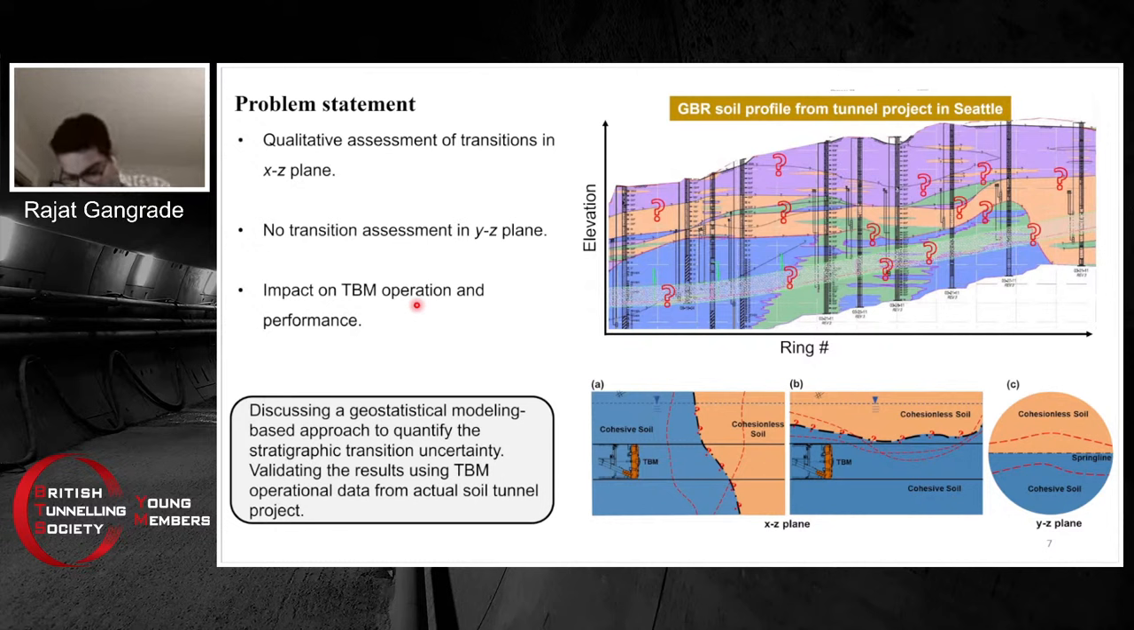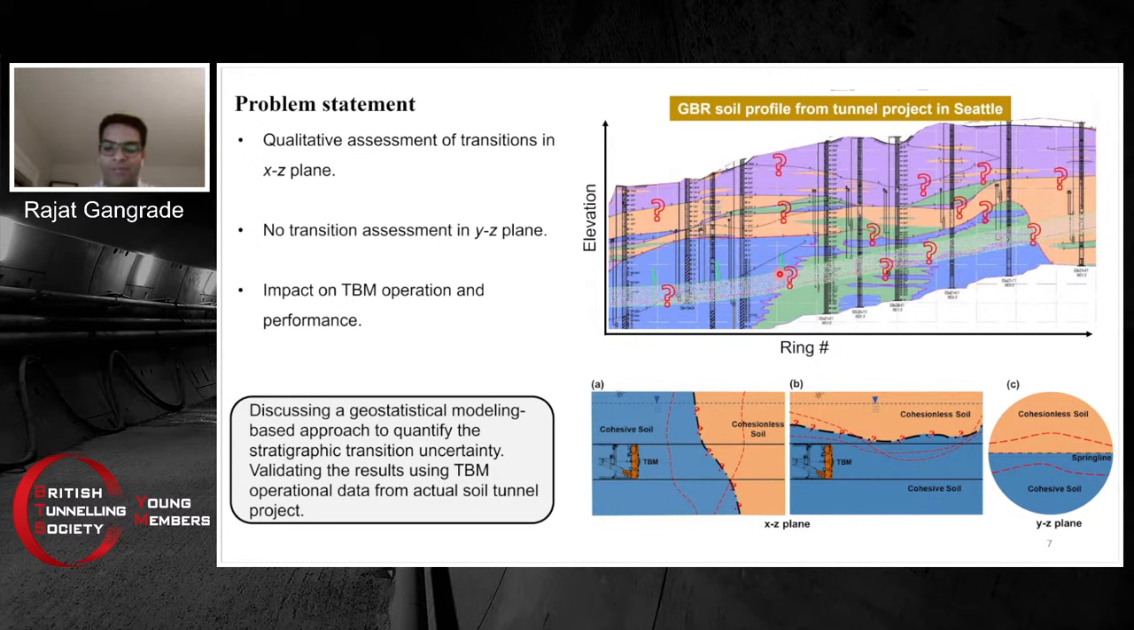So for either face support pressure analysis or ground deformation analysis, the current practice just involves taking the ground conditions along the tunnel center line without taking into consideration the variability in the transverse direction, or into the page over here. And that is an issue because boreholes are generally drilled at an offset along the tunnel alignment. You don't drill exactly at the top of the tunnel alignment. So in that case, the variability because of the borehole offset needs to be quantified.